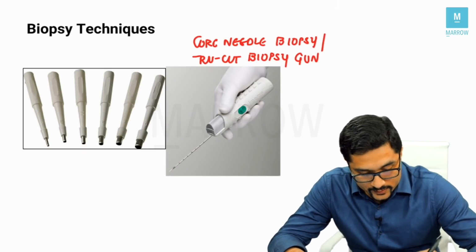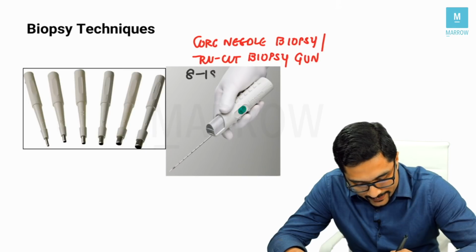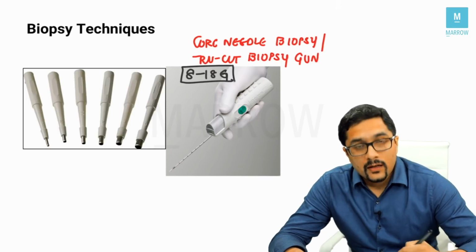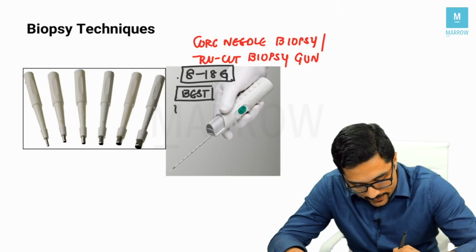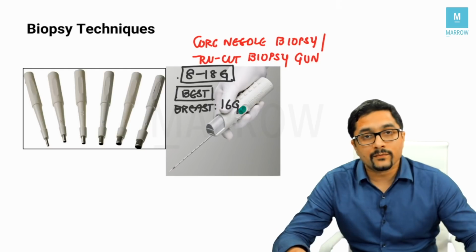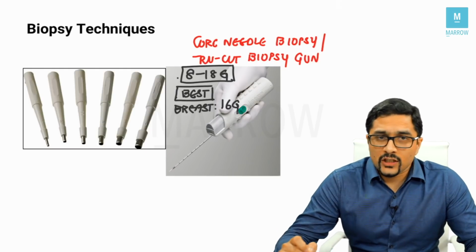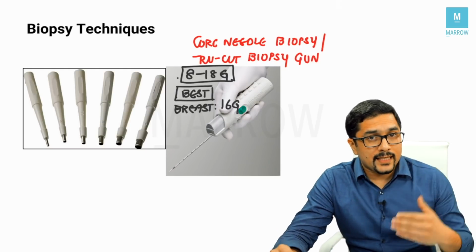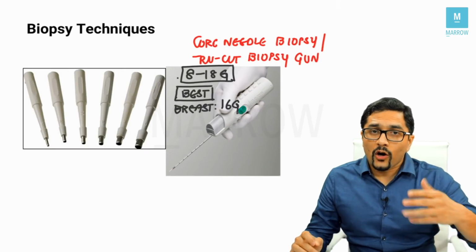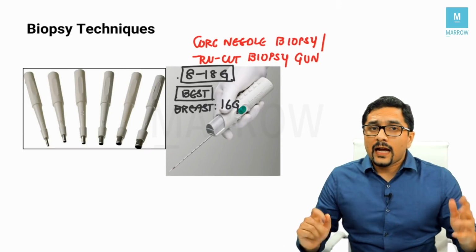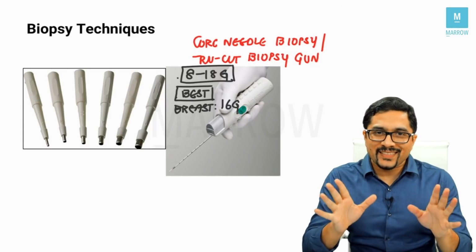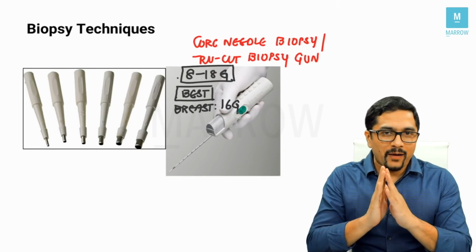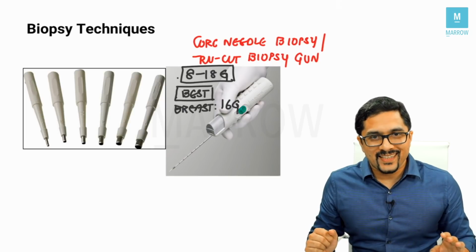And for this, we can use an 8 to 18 gauge needle. The best for breast biopsies is a 16 gauge needle. Now, a common question asked in the exam is whether this is an incisional biopsy technique or an excisional biopsy technique. And students often get confused by this. So I'm just going to demonstrate a very simple thing and just keep this in your mind and you're never going to forget about biopsy techniques.